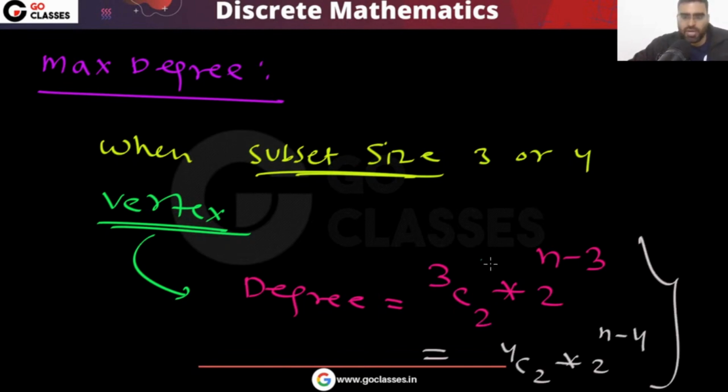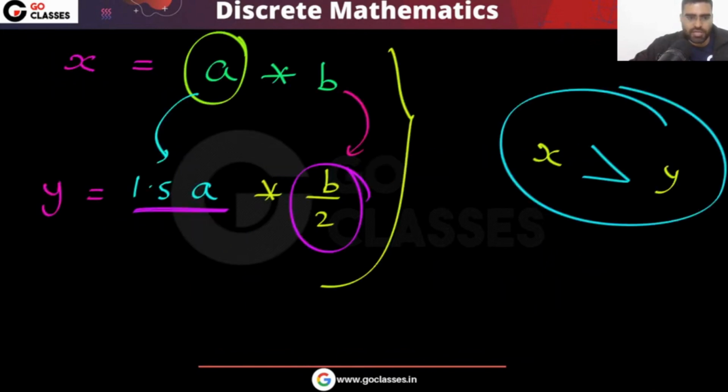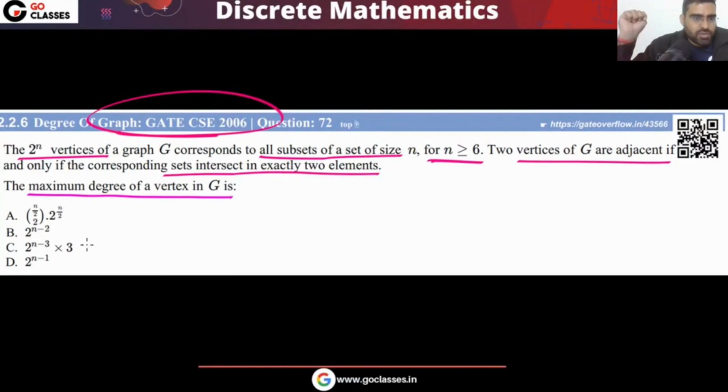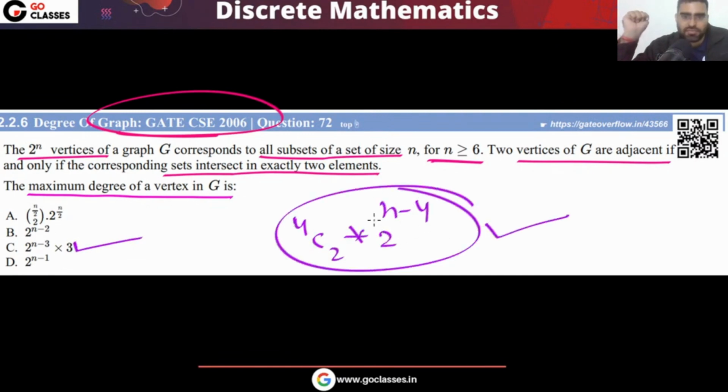So your answer will be this. Finally your answer is this. This is also correct. If you do 4C2 multiplied by 2 power n minus 4, this is also correct. Both are correct. So this is your answer.